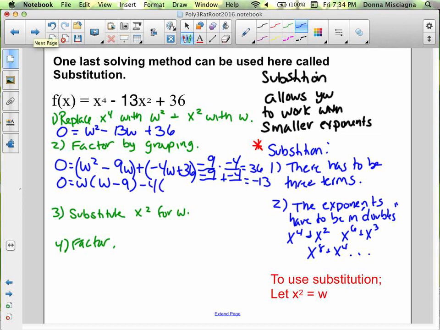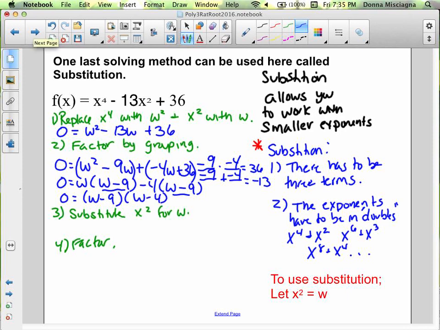Negative 4w divided by negative 4 is w. 36 divided by negative 4 is going to be negative 9. And look, there's our repeating binomial. So we can factor out the repeating binomial. That gives us w minus 9. And then don't forget our leftovers, right? That's our other factor. When we factor out the w minus 9, we're left with our other factor, which is w minus 4.